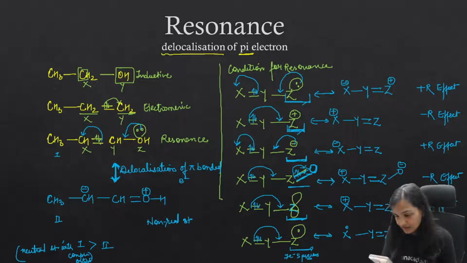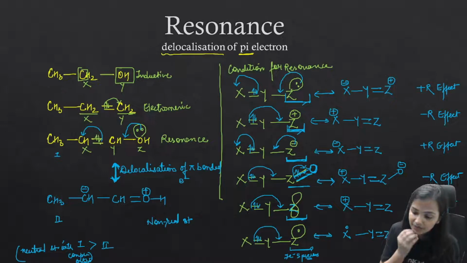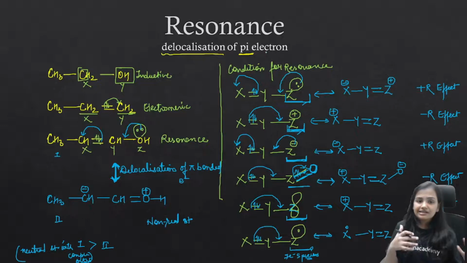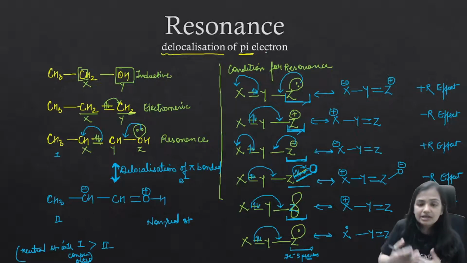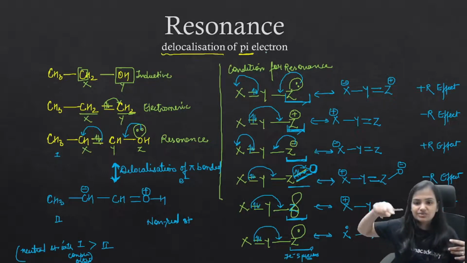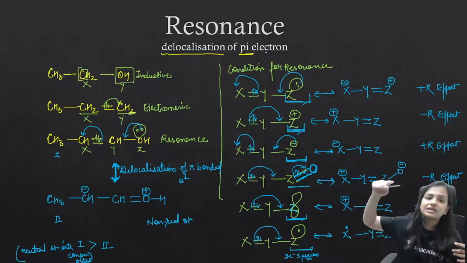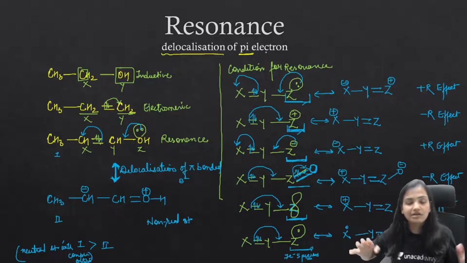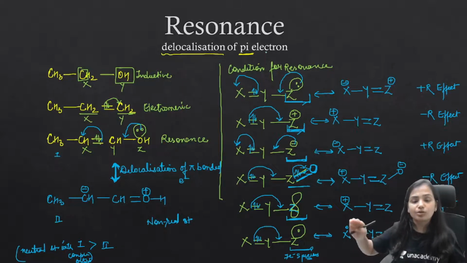Understood, Rohit? If you have any doubt, please do let me know. Is everything fine? You all understood what is resonance? So now what type of resonance is? Now let's talk about a few points. Guys, we can say that in the case of resonance, there is a delocalization of pi electron. So until you have that particular system XYZ, XYZ, XYZ, the delocalization will keep on going, keep on going, keep on going.